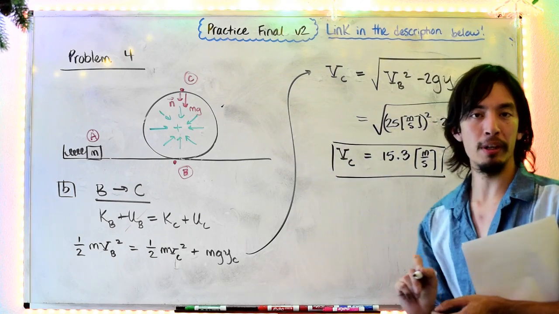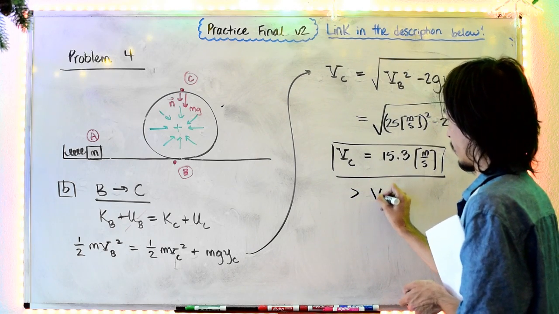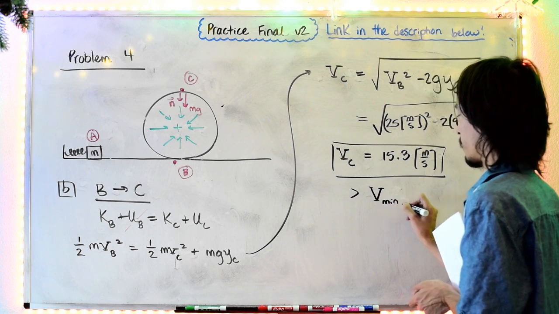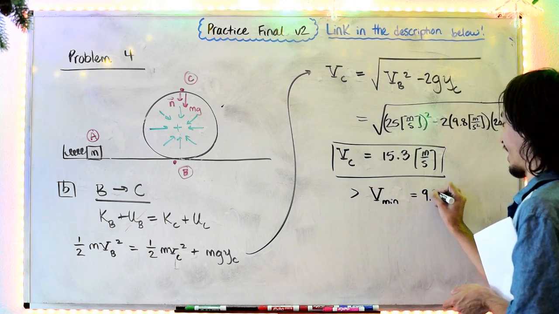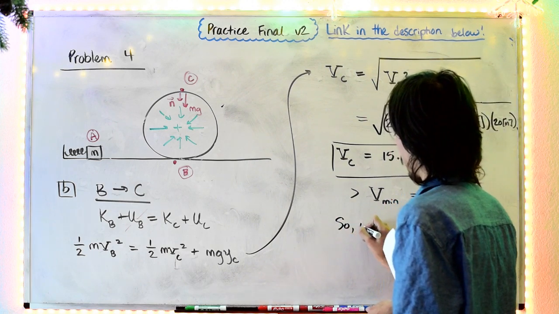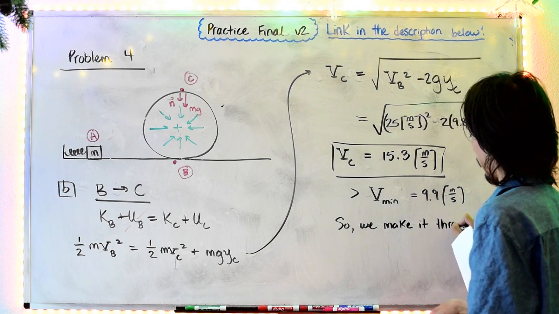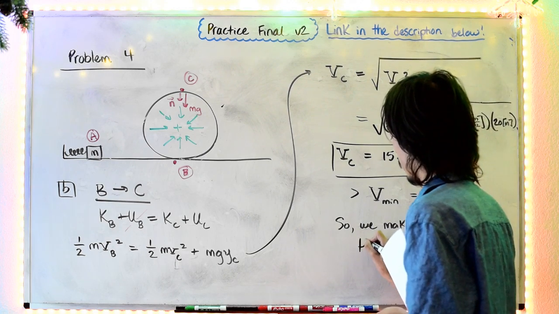And 15.3 meters per second is larger than the minimum speed, which is 9.9 meters per second. So we make it through the top.